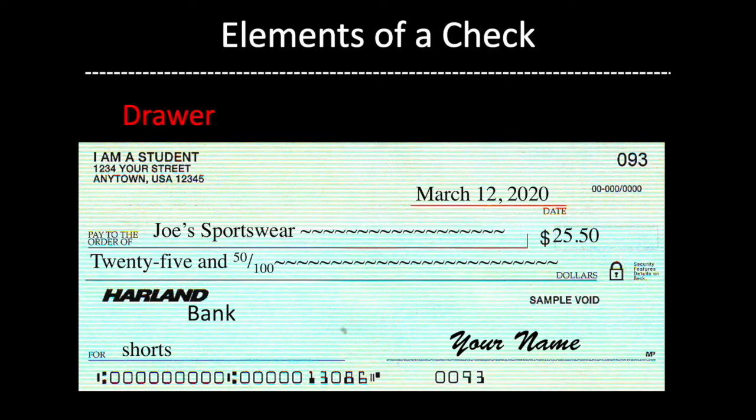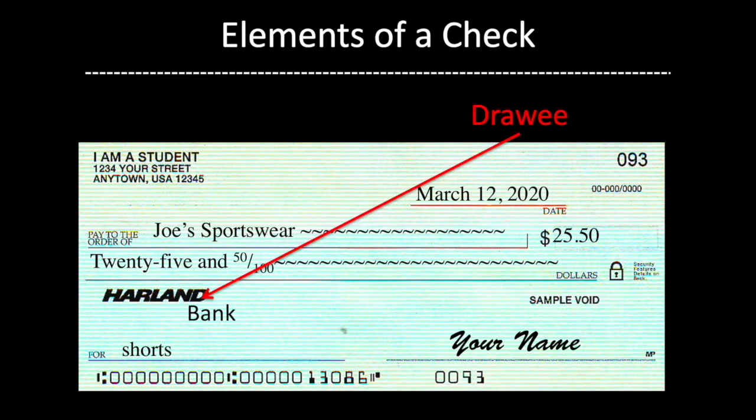So in this example, who is the drawer? Correct. It is you, the person that owns the account, who signs the check. Who is the payee? Correct. Joe Sportswear. The payee is the person to whom the check is written. Who is the drawee? Correct. The drawee is the bank or the other financial institution that pays the check.